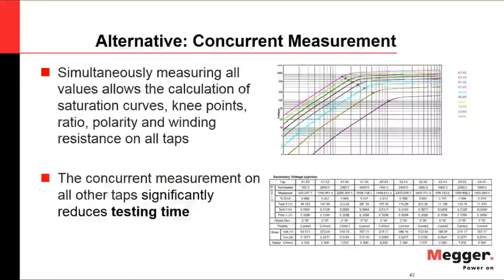When we're looking at this and having the ability of 5 voltmeters in the system, we can simultaneously measure all the values of the saturation curves on every configuration, and also the interwinding configuration. We can look at all the knee points, ratio, polarity, and winding resistance on all taps. So in summary, this concurrent measurement on all the taps in a simultaneous measurement process is really a way to reduce the testing time.